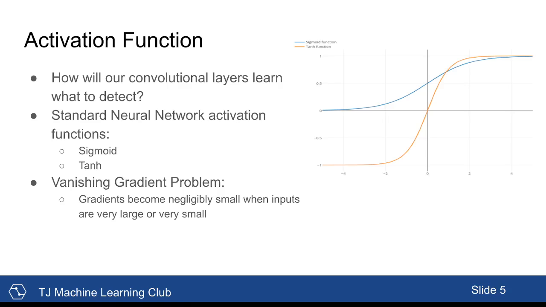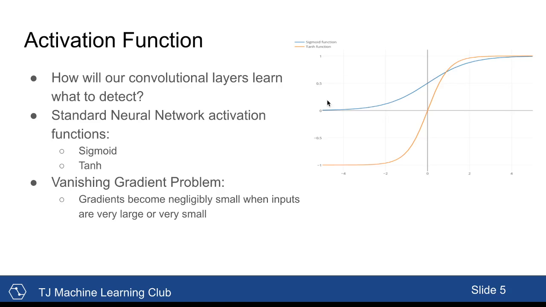So now we have to figure out how our convolutional layers are going to learn exactly what to detect. To get them to learn what features to detect, by backpropagating and updating the weights in each kernel, we need to introduce an activation function. If you remember from our previous neural network lectures, standard activation functions are the sigmoid function or the tanh, the hyperbolic tangent function. These functions have a similar shape, the sigmoid being the blue one and the tanh the orange one, but the tanh has a larger range, from -1 to 1, compared to the sigmoid's range.